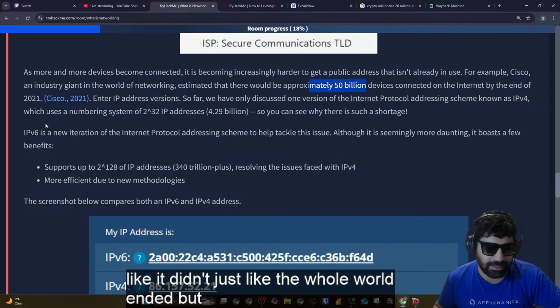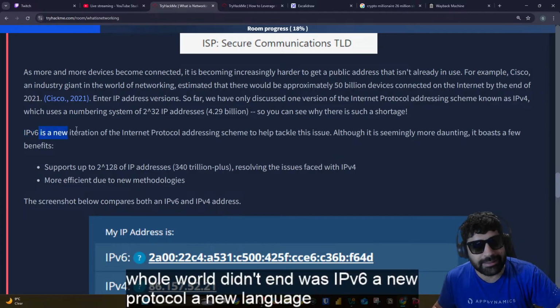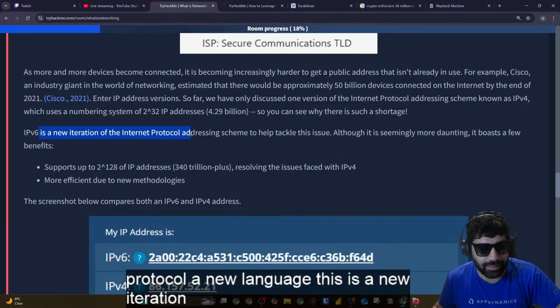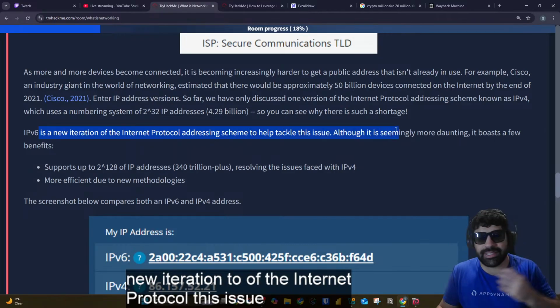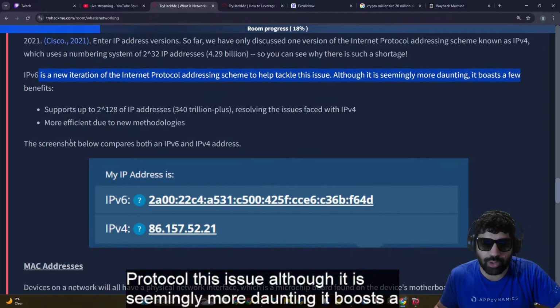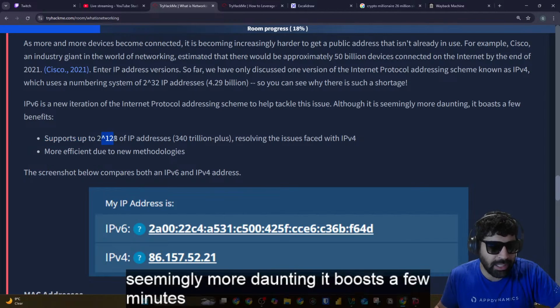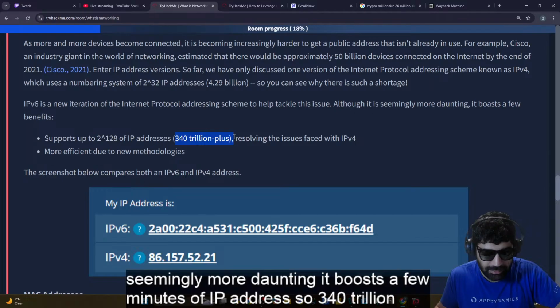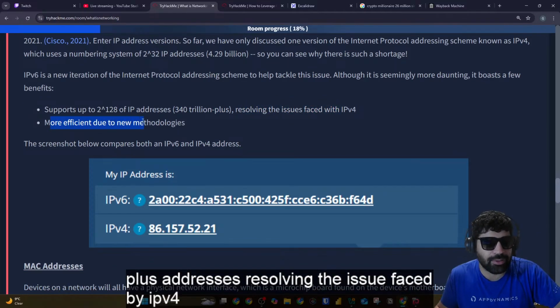But another reason the whole world didn't end was IPv6. A new protocol, a new language. This is a new iteration of the Internet Protocol addressing scheme to help tackle this issue. Although it is seemingly more daunting, it boasts a few benefits. It supports 2 to the power 128 IP addresses, so 340 trillion plus addresses, resolving the issue faced by IPv4 more effectively due to new methodologies.